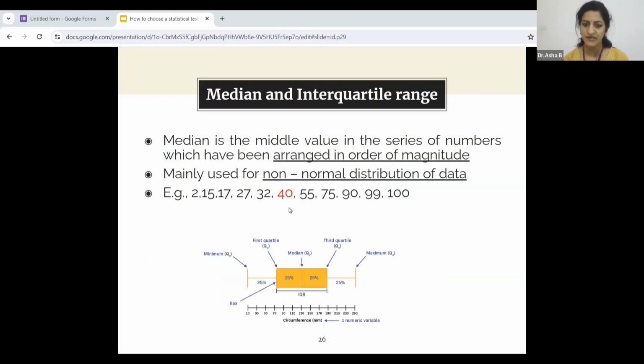It should not be presented in terms of mean and standard deviation. Rather, it should be presented in terms of median and interquartile range. The dispersion is represented as the interquartile range, where the numbers covered will be a total of 50%, where 25% will be below the median and 25% will be above the median.